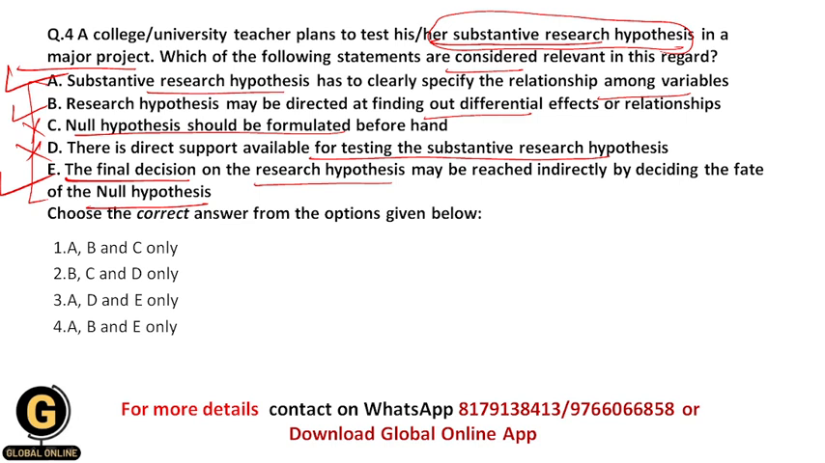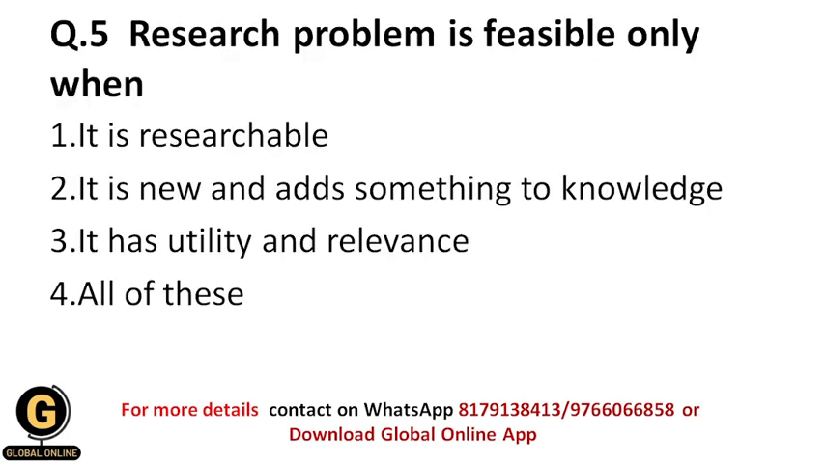Okay, and whenever you accept the null hypothesis, then you reject the research hypothesis, and that's why indirectly your decision will be based upon the fate of the null hypothesis itself. That's why your correct answer should be 4, that is A, B and E only, because here only these statements are correct. Next is: research problem is feasible only when.